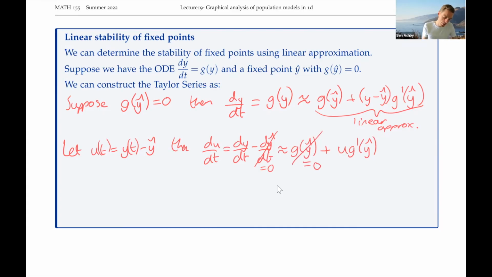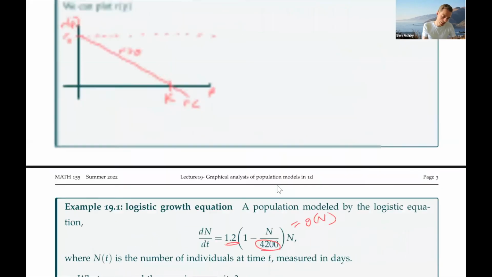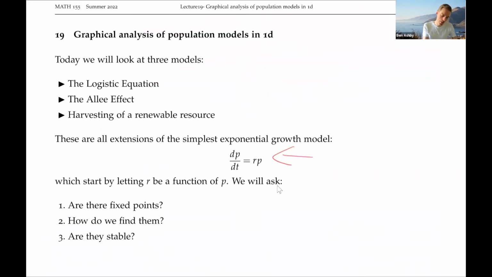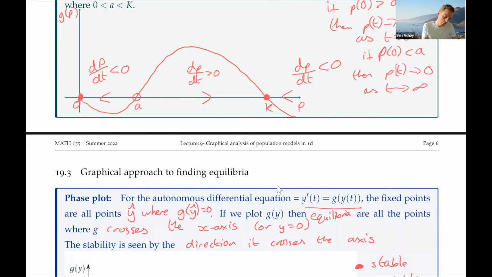So what we now have is that du dt is equal to u times g prime at y hat. And this here is just some constant value. Okay, we're evaluating g prime at y hat, so this is going to give us a constant. And this here, if we go all the way back to the beginning, is essentially this exponential growth model here. It's exactly the same thing, right? So we know what's going to happen to this.